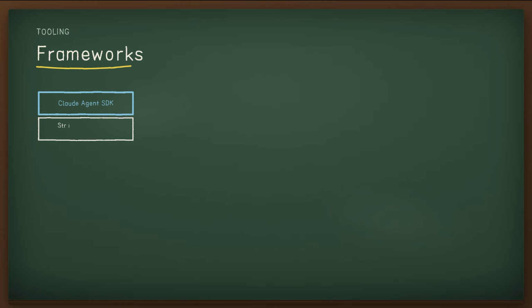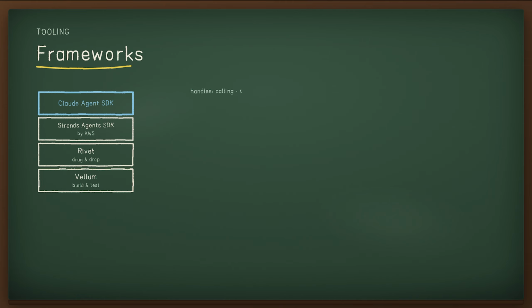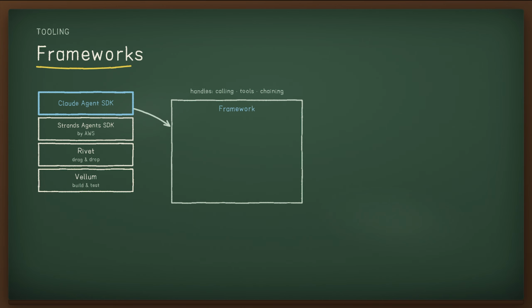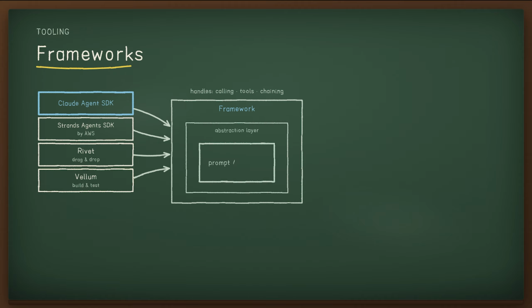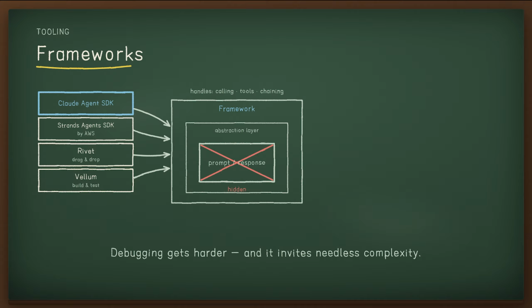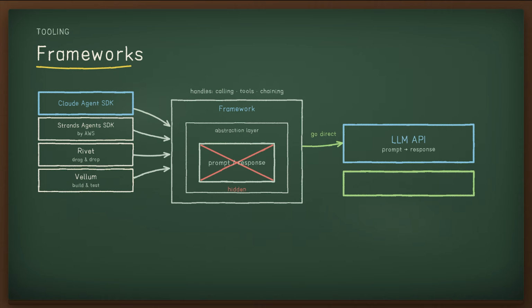There are many frameworks that make this easier. The Claude Agent SDK, the Strands Agents SDK from AWS, Rivet for drag and drop workflows, and Vellum for building and testing them. They're great for getting started. They handle calling models, defining and parsing tools, and chaining calls. But they add layers of abstraction that can hide the actual prompts and responses, making debugging harder and tempting you to add complexity you don't need. These patterns are just a few lines of code. And if you do use a framework, understand what's under the hood.